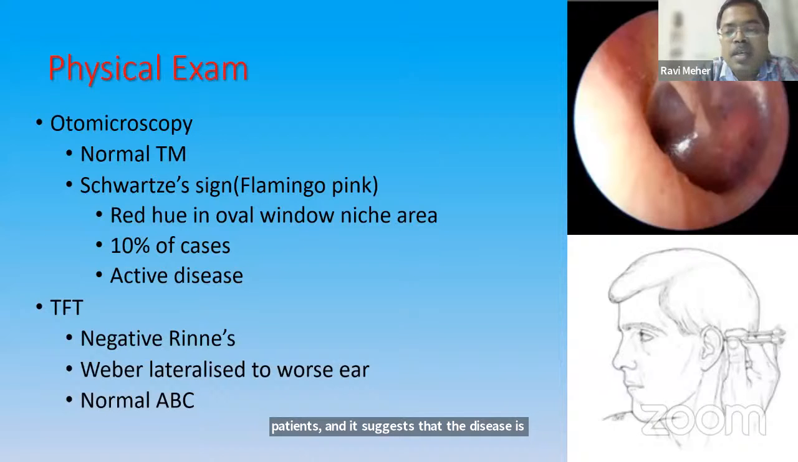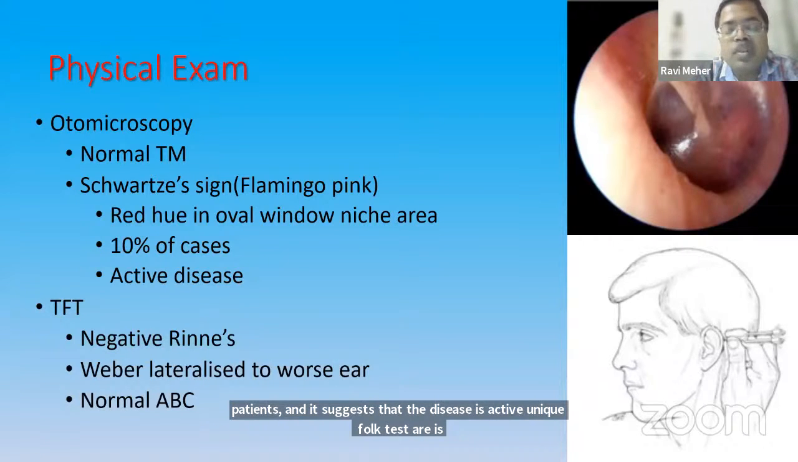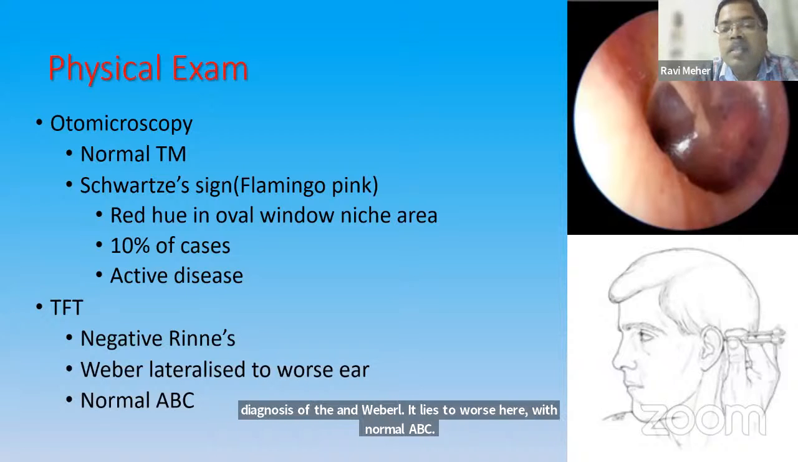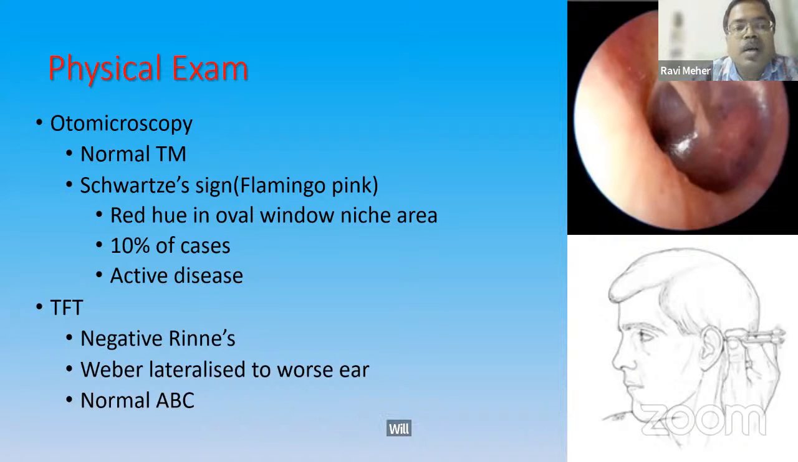Tuning fork test is very, very important for the diagnosis of otosclerosis, and a negative Rinne and Weber lateralized to the worse ear with normal ABC will corroborate the findings of otosclerosis.